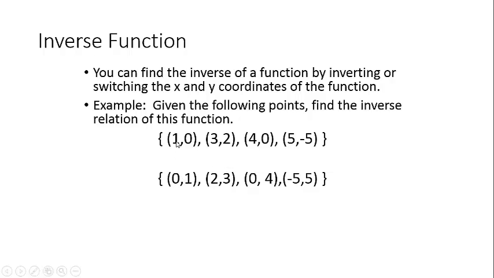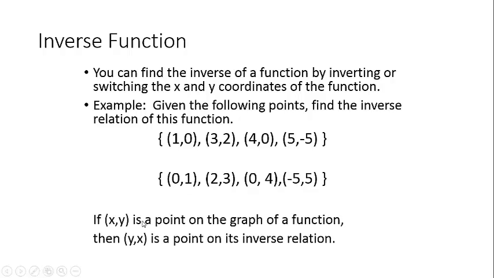If in the original set I had (1, 0) as one of my coordinates, in the inverse of this function, I'll have the point (0, 1). In the original one, I had (3, 2) as another point, and now in the inverse, it'll be (2, 3). In the original (4, 0), and then (0, 4), and you get the idea. All we did was switch the x-coordinate with the y-coordinate to find the inverse of the function, and here's a formal definition of the inverse function.